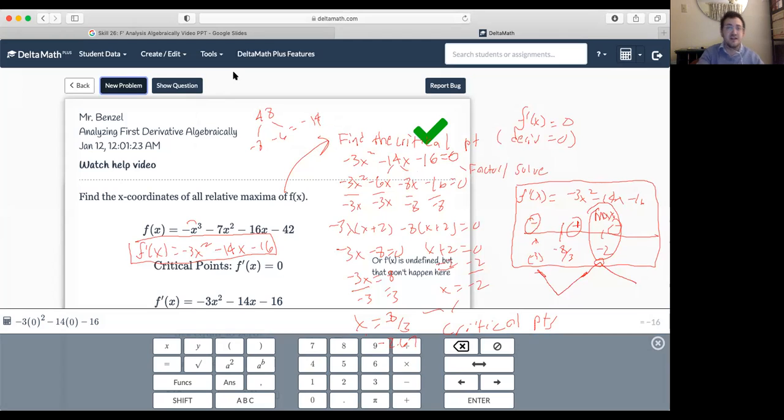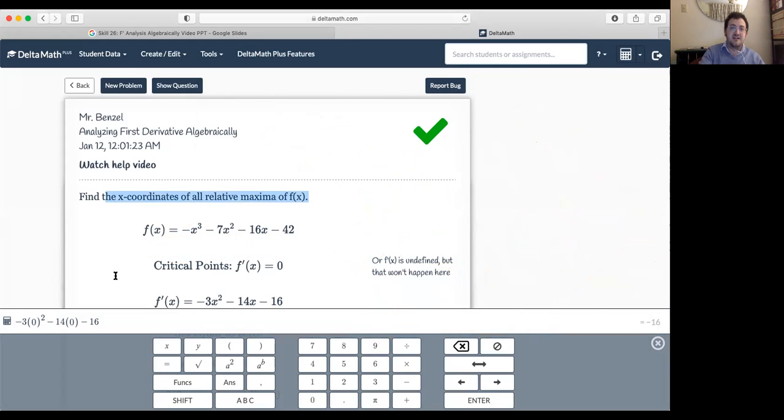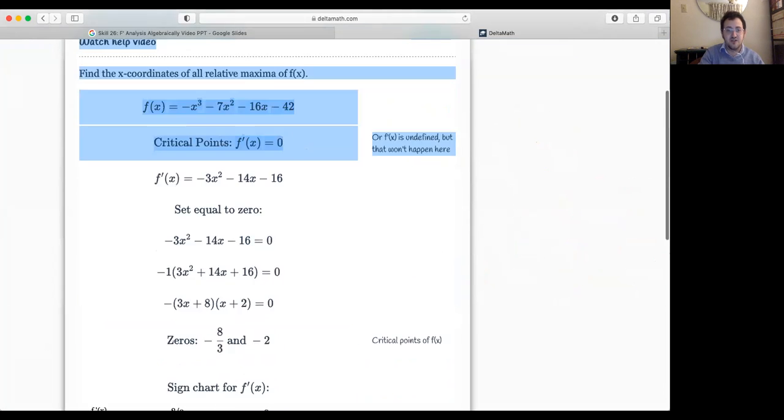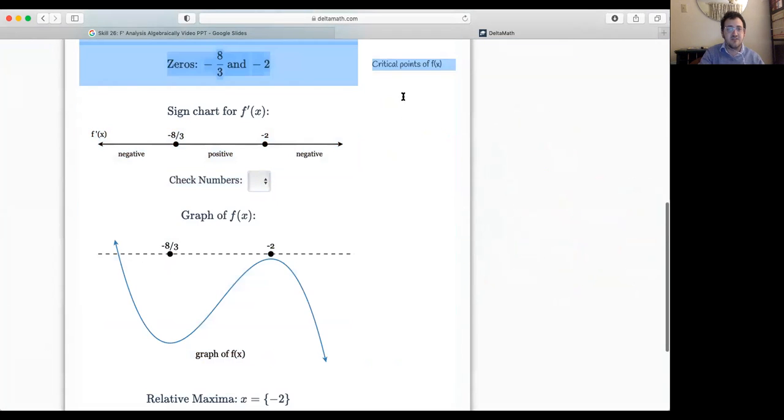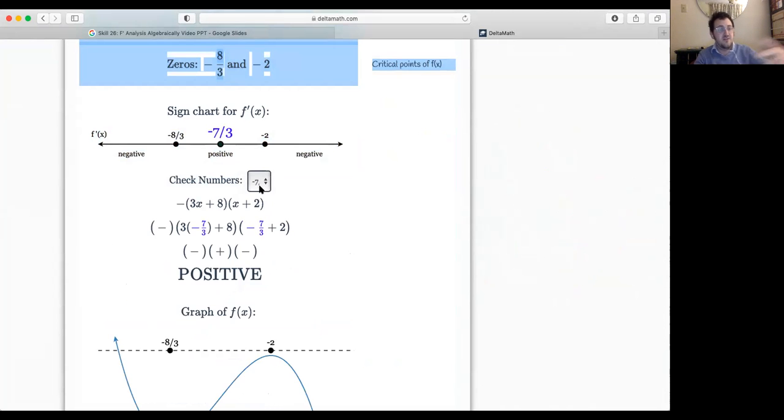And then we're good. And you can see the sign chart that they do on here as well in the solutions. So they did -3, -7/3, and 0. They actually did the factored form, which is fine too. I just went right into doing the equation.